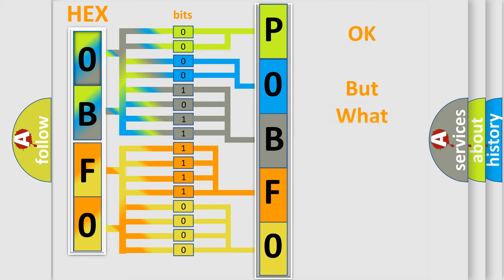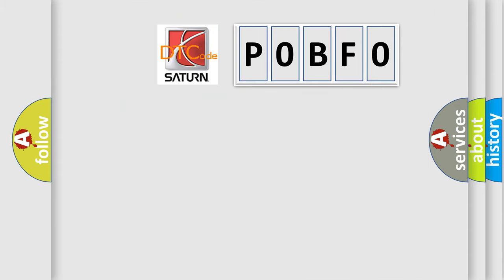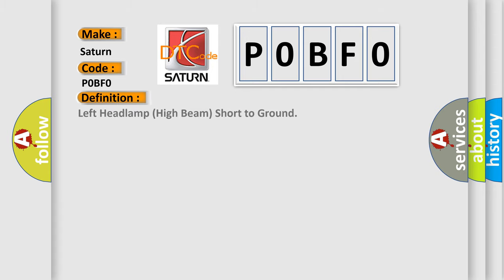The number itself does not make sense to us if we cannot assign information to what it actually expresses. So, what does the diagnostic trouble code P0BF0 interpret specifically for Saturn car manufacturers? The basic definition is left headlamp high beam short to ground. And now this is a short description of this DTC code.